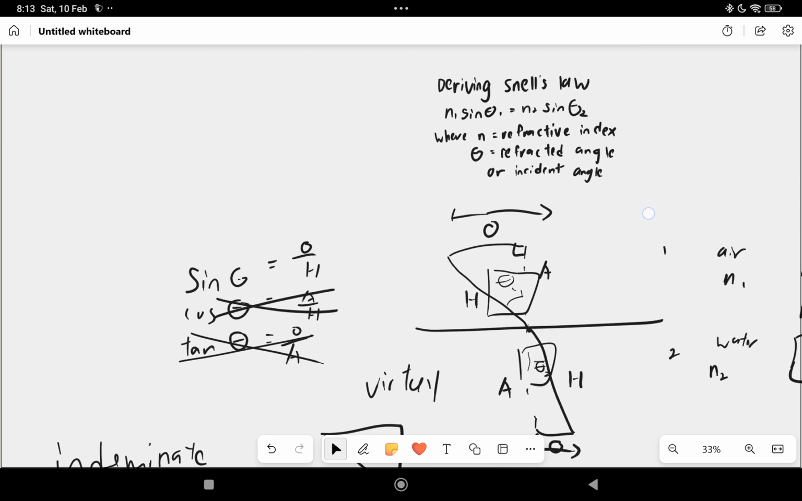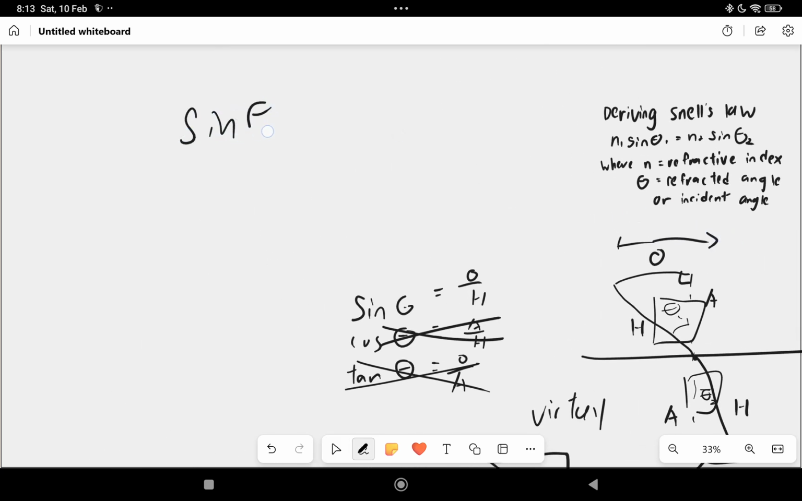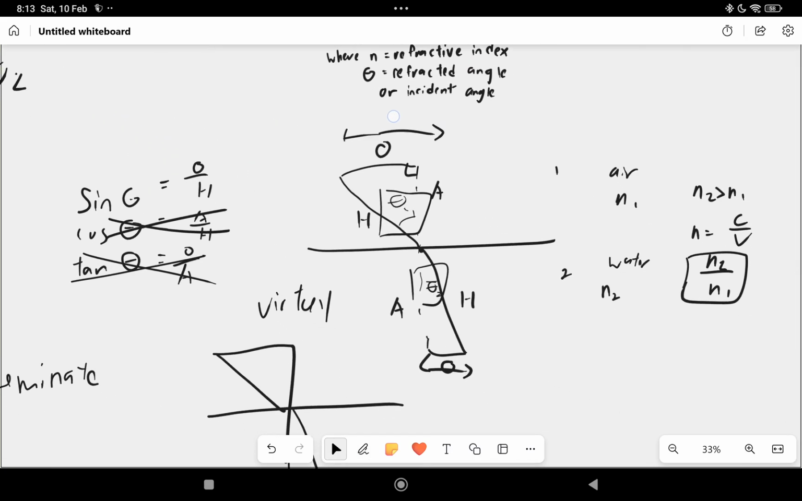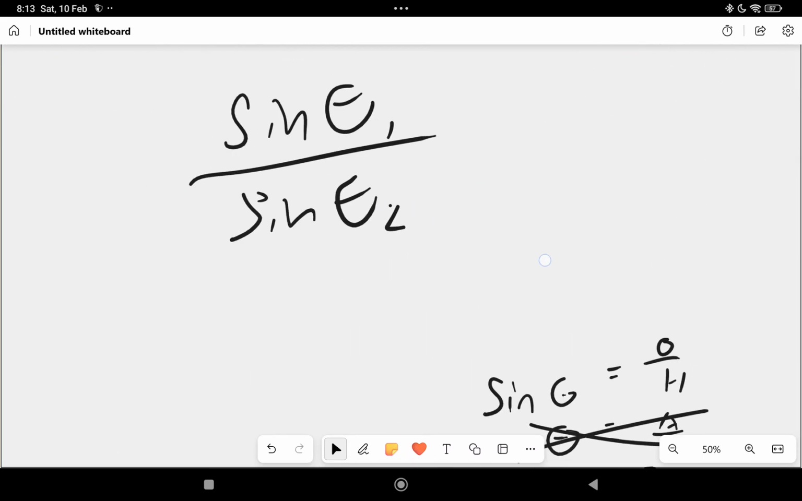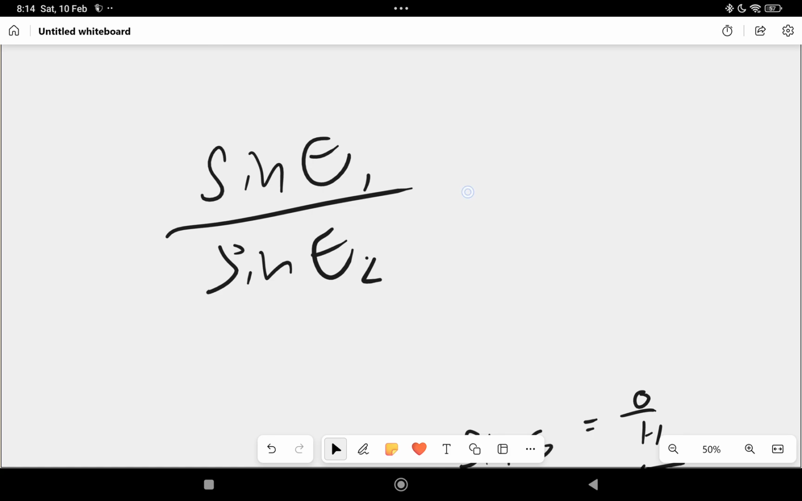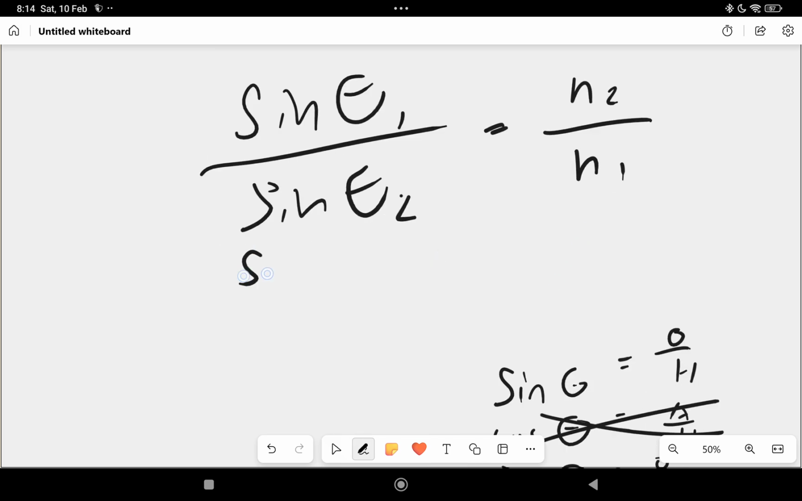So it's sin theta. So sin theta 1 divided by sin theta 2. Why? Because you can see clearly that theta 1 is bigger than theta 2. According to the refractive index, the bigger value has to be divided by the smaller value. So sin theta 1 divided by sin theta 2 will be n2 over n1. If you do the algebra, this will be the final derived formula. So I hope you learned something.